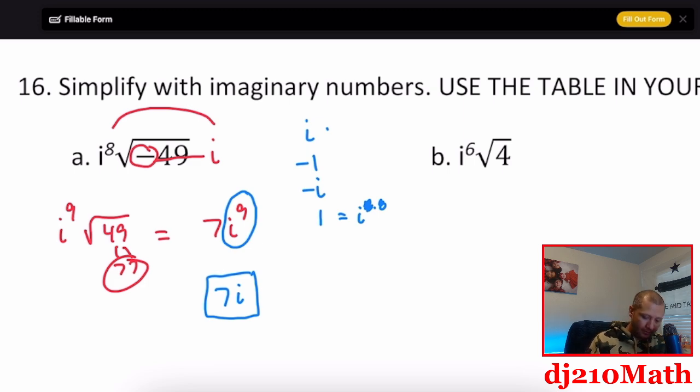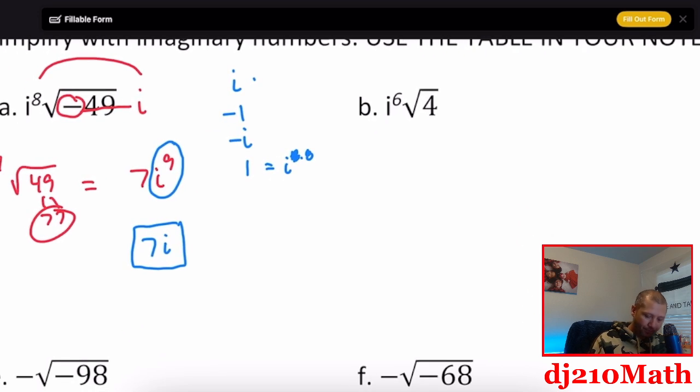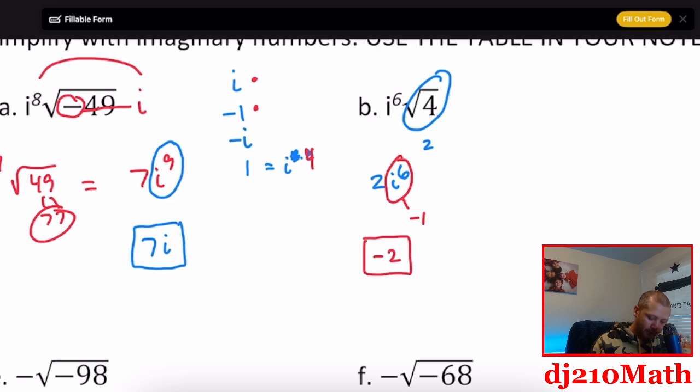Okay. B. Square root of 4 is just 2. So we have 2 i to the 6th. Again, going to our list, we know 4 is always on the bottom. So 4, 5, 6. So negative 1. This is negative 1. So we have negative 2. That's our answer. Because negative 1 times 2.